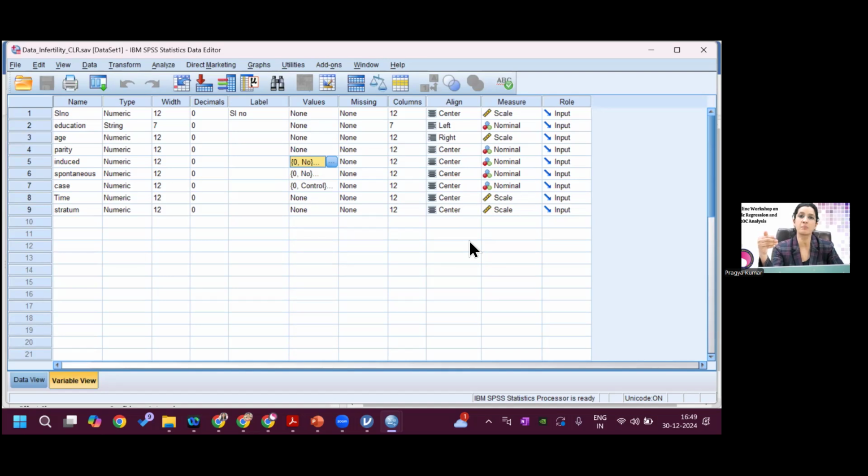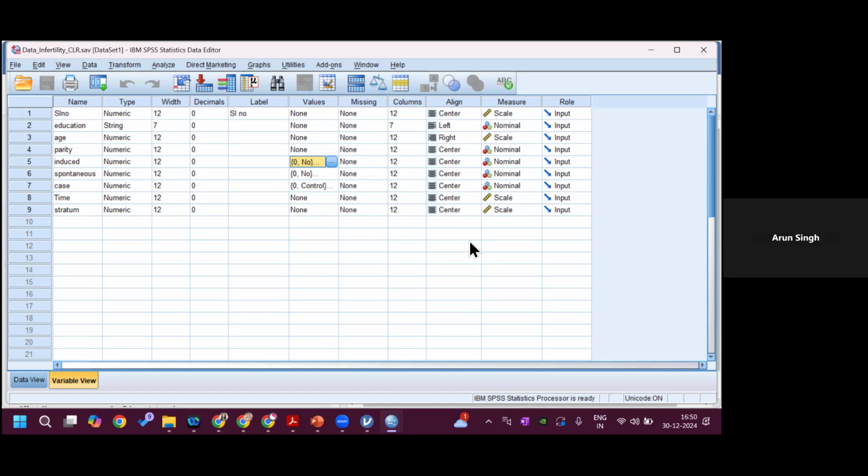But SPSS by default, in Jamovi it takes the lower category. That's why you don't need to change. But in SPSS by default, it takes the last category. Last means number, means if 0, 1, 3 is there, then it will take 3 as a reference category. So you need to change it.